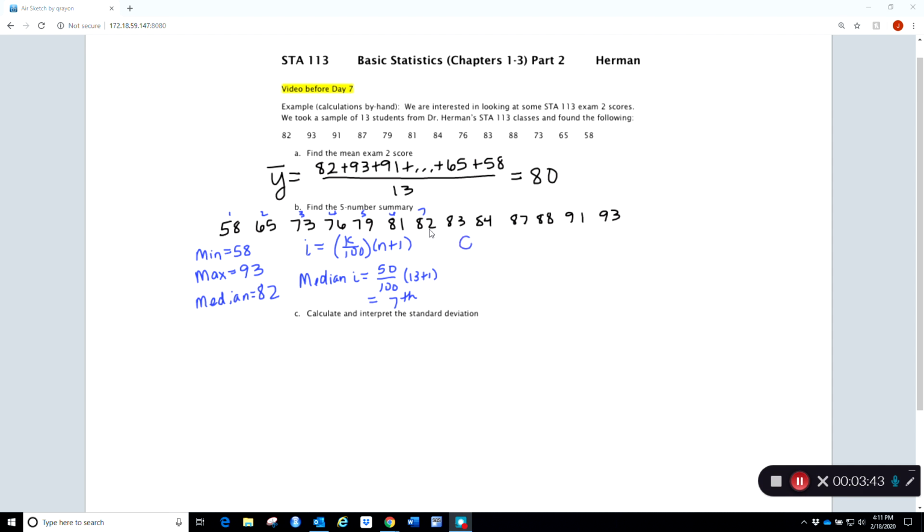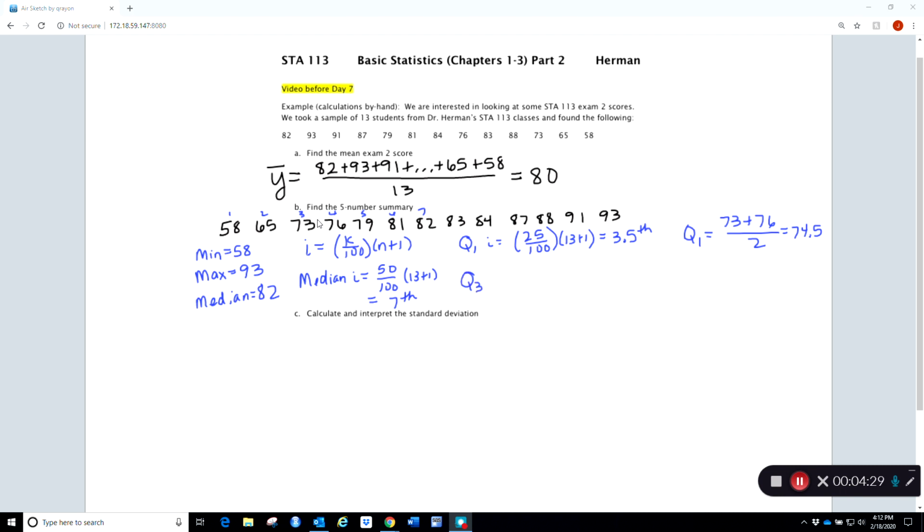For Q1, let's first find its index. For the first quartile, that would be the 25th percentile. This is going to give us that we want the 3.5 value, which means I'm going to find the 3rd and the 4th, and then we're going to average those two numbers. So Q1 is going to be 73 plus 76 divided by 2. So the first quartile is going to be 74.5.